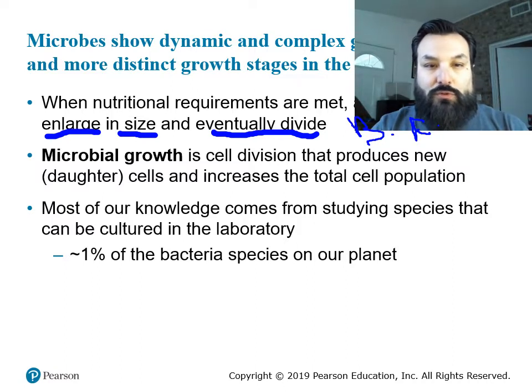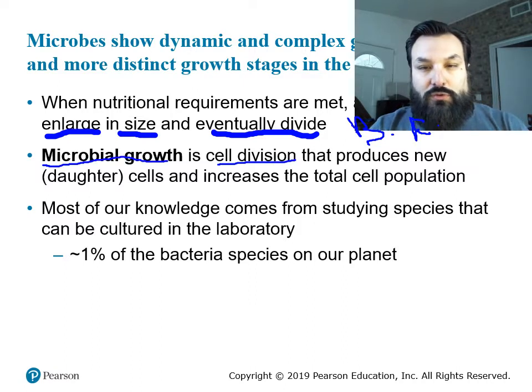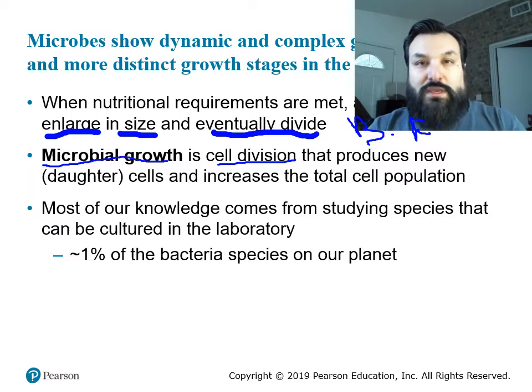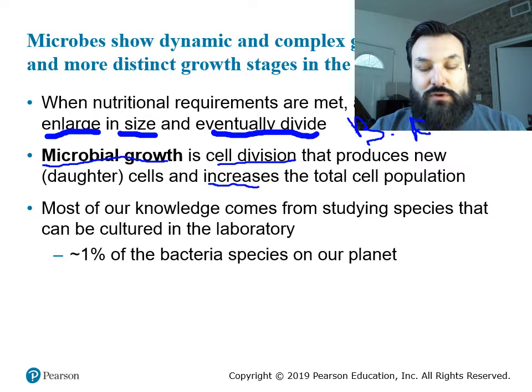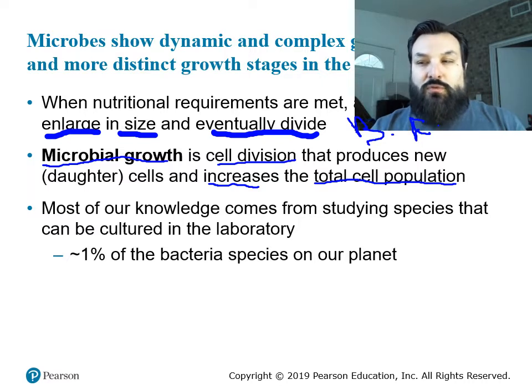So what is microbial growth? Microbial growth is cell division. It produces new daughter cells. These are new replicated cells through the process of mostly binary fission if you're talking about bacteria. It increases, the key word is increases, total cell production. This really means gaining more daughter cells, gaining more clones of themselves, and actually increasing in numbers. That's what microbial growth basically means.